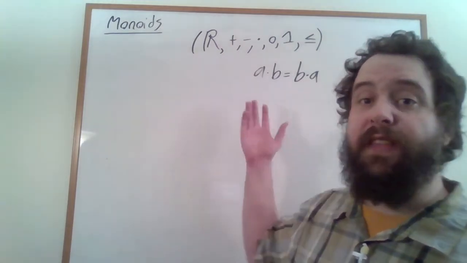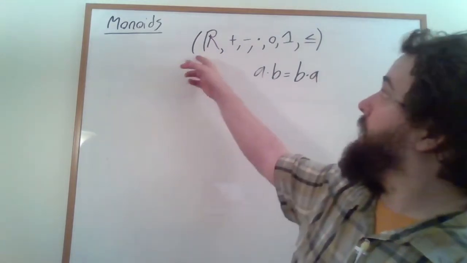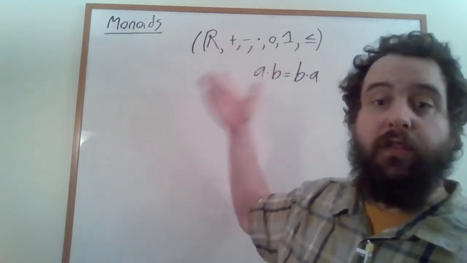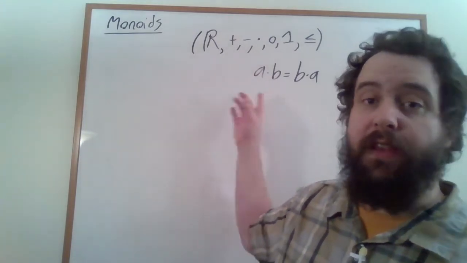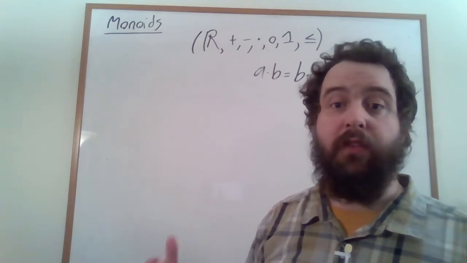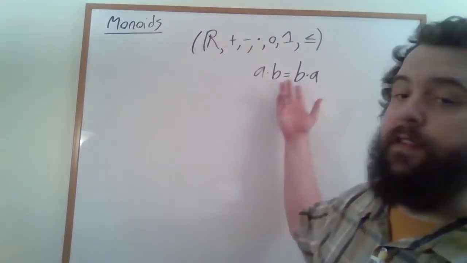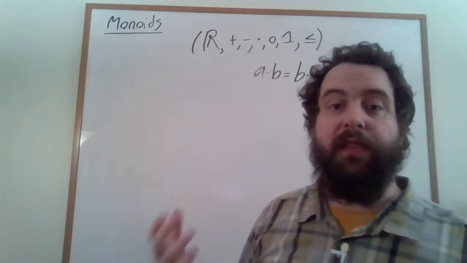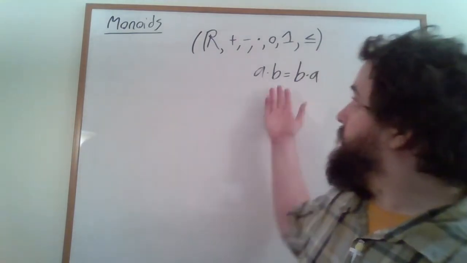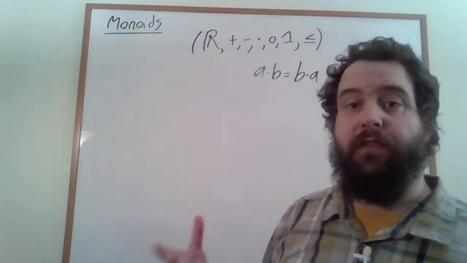And whether or not this is true really depends on the type of structure that we're looking at. If we're looking at this structure up here, sure, it's true. Multiplication of real numbers is commutative. On the other hand, if we're talking about multiplication of quaternions or multiplication of matrices, this isn't true. When you're writing programs that involve matrices and involve multiplication, you need to worry about the order that you multiply those matrices in.